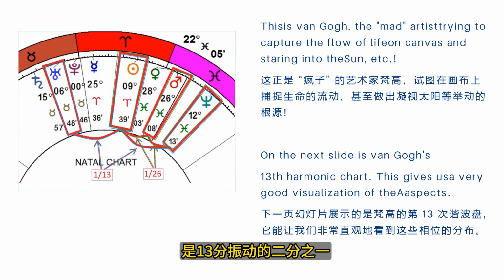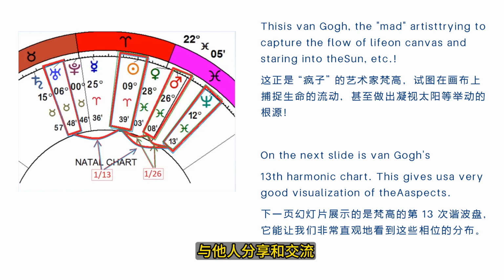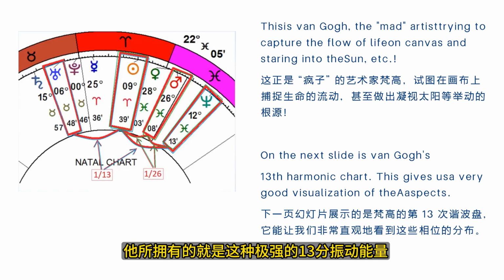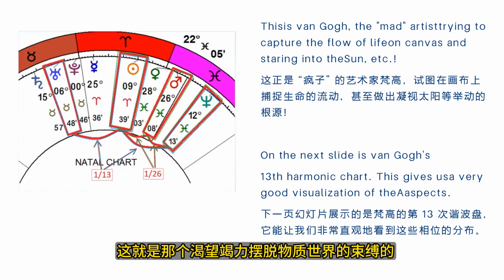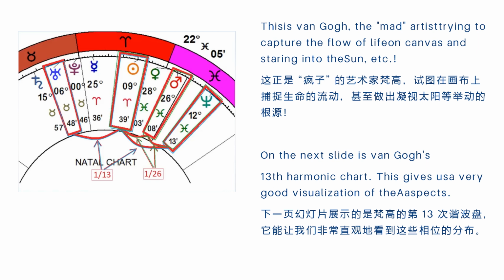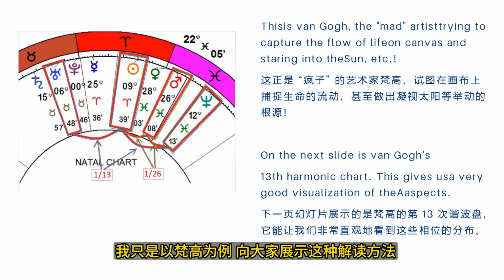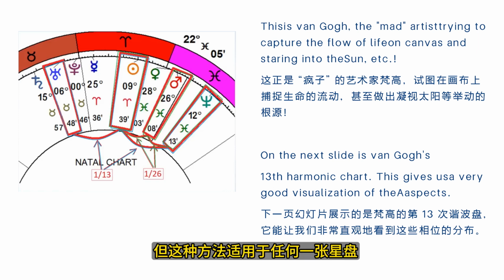It's 1/26. And the meaning of 26 is 13 times 2. So he's trying to bring that out and share it and communicate with others this vision that he has. It's all very strong 13 vibration energy. It's Van Gogh, the mad artist trying to lift himself out of the material world. It's just so exciting how these patterns work consistently. And I'm just using Van Gogh as an example to show you the procedure. But it works with any chart.